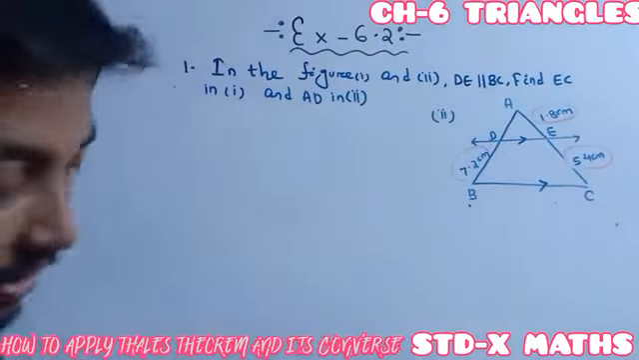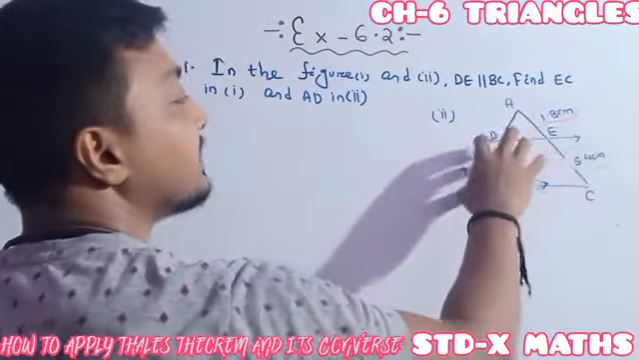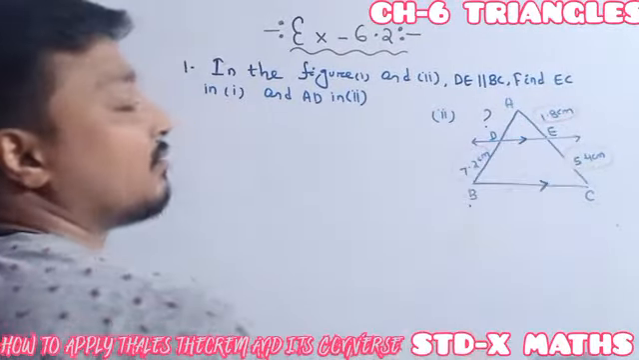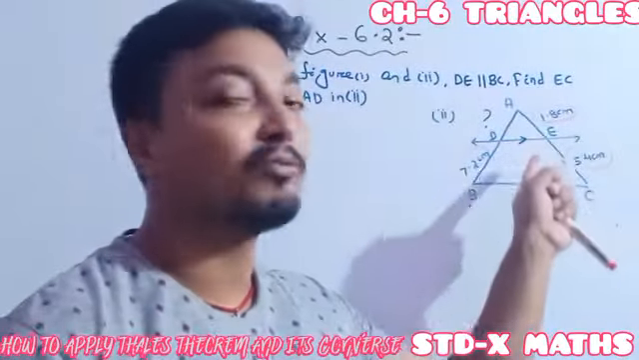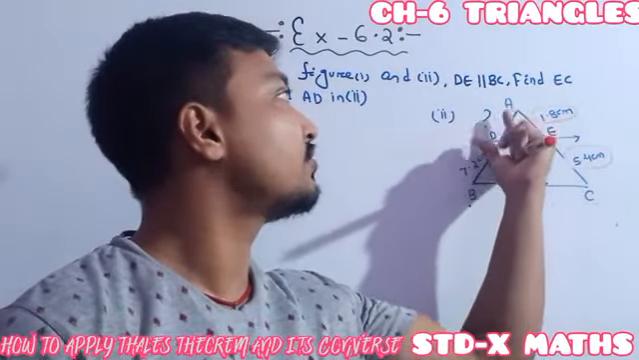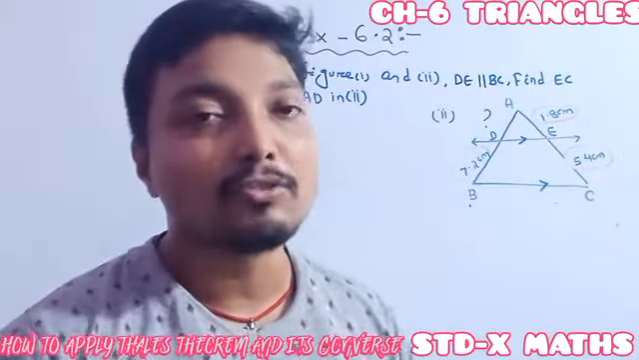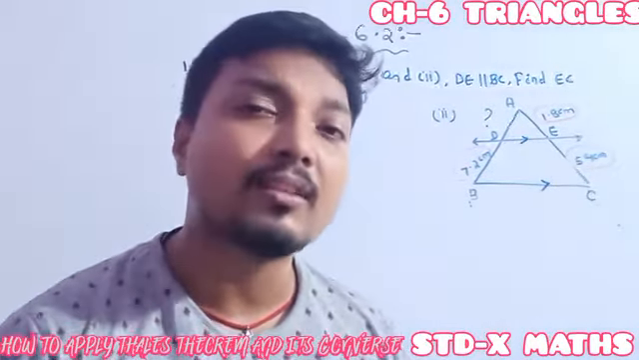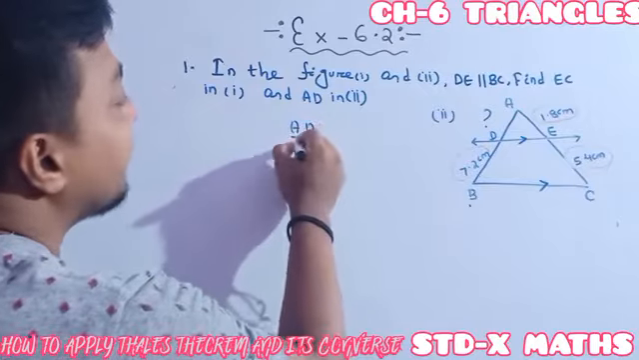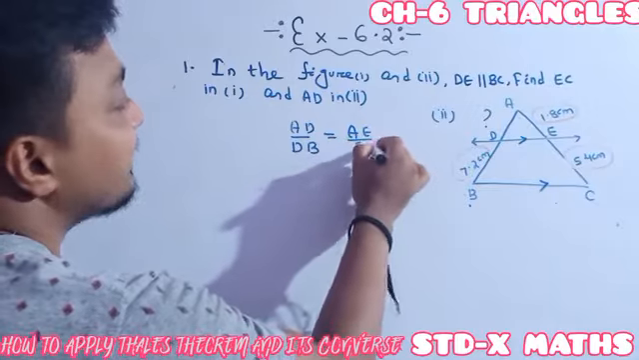See, here in question II, a triangle is given. This side is given, this side is given, this side is given, and this one is asked. And previously I already told you the criteria. This one is parallel to this one, it is already given. As this one is parallel to this one, and the ratio of the sides is given, 100% Thales theorem is to be applied. So your writing style should be according to the Thales theorem. According to the Thales theorem, AD divided by DB is equal to AE divided by EC.